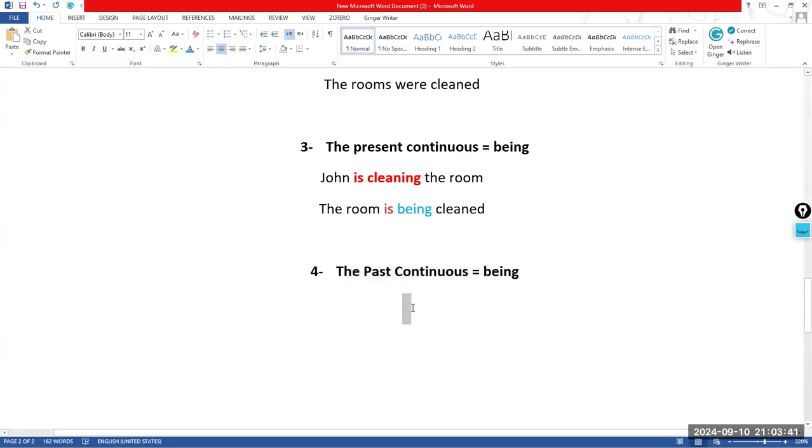So I have to say John was cleaning the room. So please tell me the passive now. The room was being cleaned. Thank you so much. That's amazing. So again, notice the use of the gerund, which is being, because I'm talking about continuous.